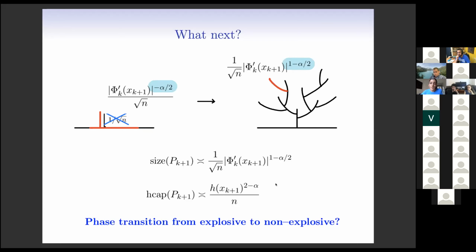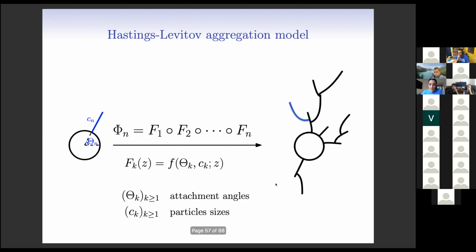And I should mention that this kind of models are known to undergo a phase transition as alpha goes from 0 to higher values. And so for this, let me go back to the original version of Hastings-Levitov aggregation models, which takes place on the complex plane outside the unit disk.